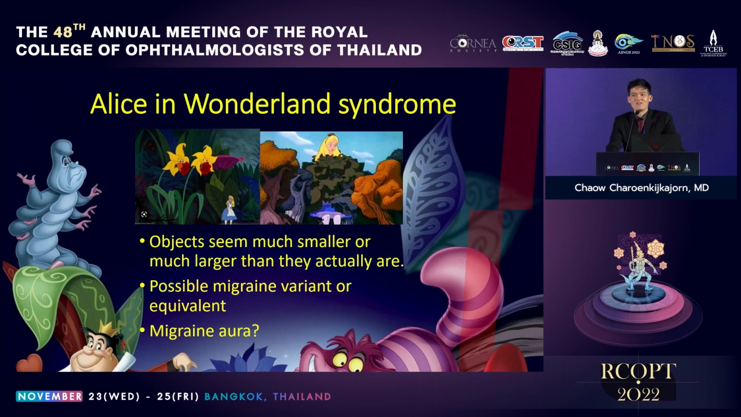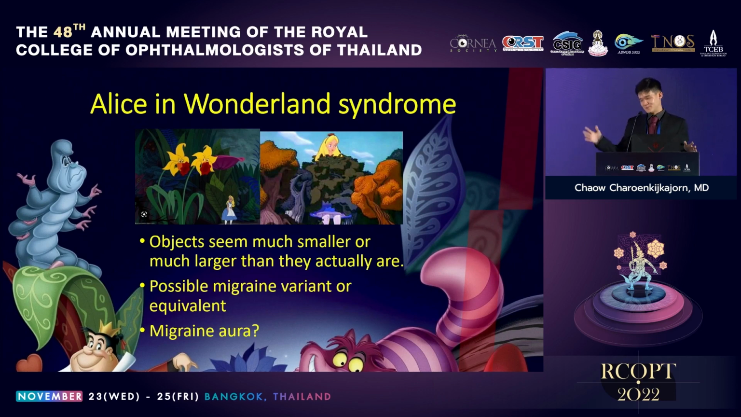If you ever watched Alice in Wonderland, Alice eats a mushroom and then she gets smaller and then she gets bigger, something like that. So Alice in Wonderland syndrome is a relatively rare syndrome, and the object seems much smaller or much larger than they usually are. And the patient is usually healthy people, migraine people, and the etiology is not well understood. It's possible that it's related to migraine, or it might be some kind of migraine aura, something like that.